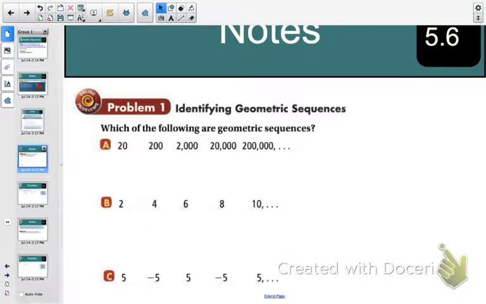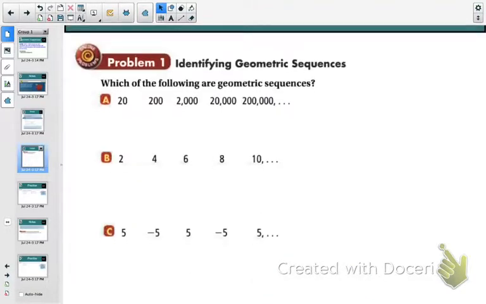Okay, so looking at these, it says which are geometric sequences. So if you want to find your common ratio, I'm just going to look at 200 divided by 20. Well, that tells me that I'm multiplying by 10. 2,000 divided by 200 is also 10. 20,000 divided by 2,000 is also 10. And then this one is also 10. So it's multiplying the same amount each time. So that is geometric, and your common ratio would be 10 because you're multiplying by 10 every time.